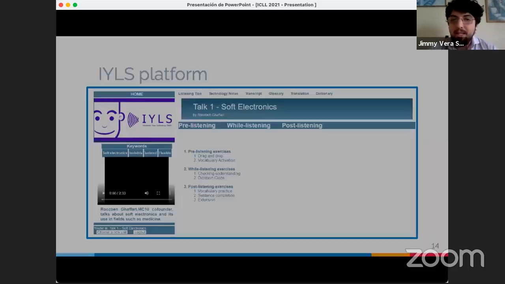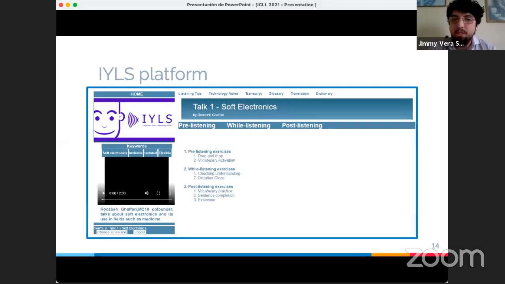In the next slide, we can check what the platform looks like. As you can see, it's a very user-friendly interface. At the top of the screen, you can check all the help options, listening tips, technology notes, etc. Each of the sessions or each of the talks had a loaded video, which you can see in this black box on the left. And there were activities associated to this input, which were divided into pre, while, and post listening.